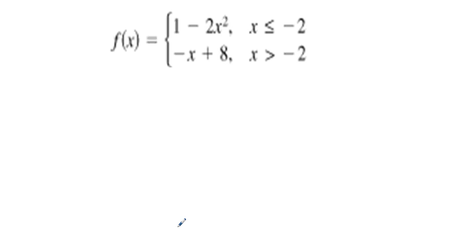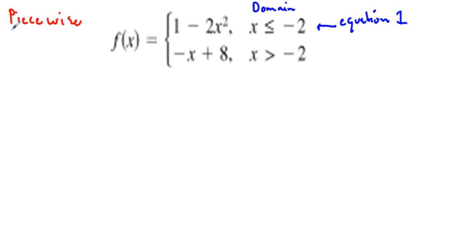Now, if you don't know what a piecewise function is, essentially it's a function made up of several different functions. Here is one function, so we'll call this function one, or equation one. In equation one, it's defined by a certain domain. For a piecewise graph, it's important to remember that piecewise functions are made up of pieces of functions.